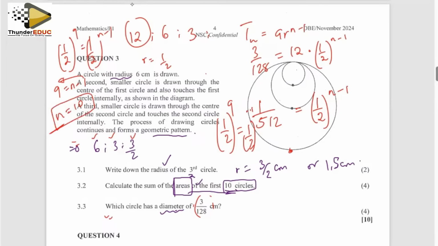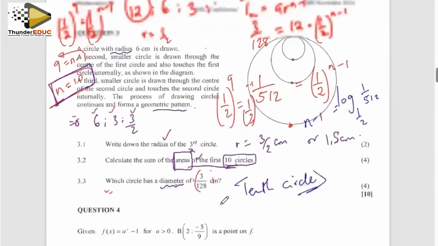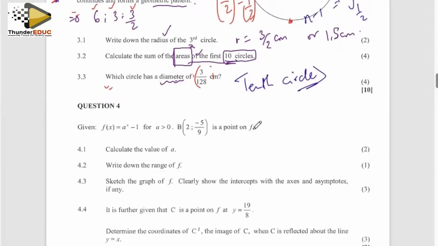Alternatively, you could use your logs. Someone would say that if I use the logs, it's going to be the log base half of 1 over 512 is equal to n minus 1. This should give you a 9 also. Then move the 1 that side, and we still end up with 10. So this is saying circle number 10 will have that diameter. Even if you use the logs, you still end up with the 10th circle as your answer.